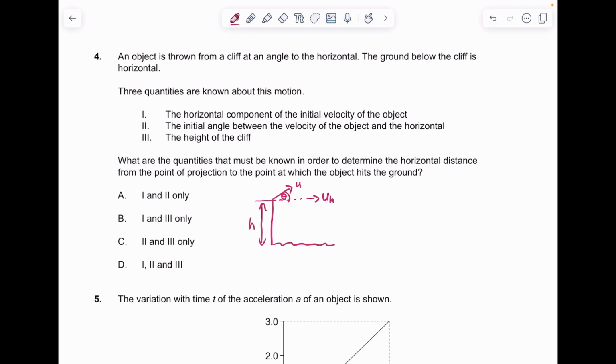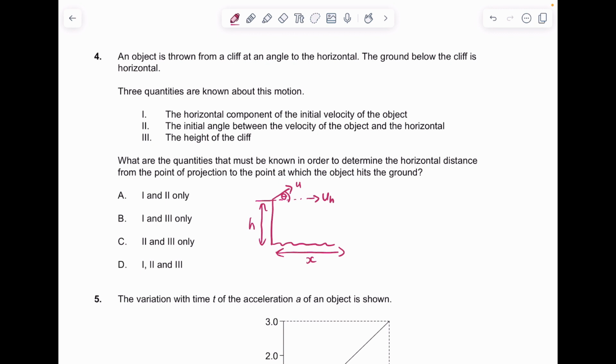What must we know in order to determine the horizontal distance? To determine the range, what do we need to know to work out X? Well, the range is determined by the horizontal velocity and the amount of time that the projectile will spend in the air. But that time is determined by how long it takes to perform the vertical part of the motion. So remember, time of flight is determined by the vertical motion, how long it takes to go up and come back down again and reach the ground.